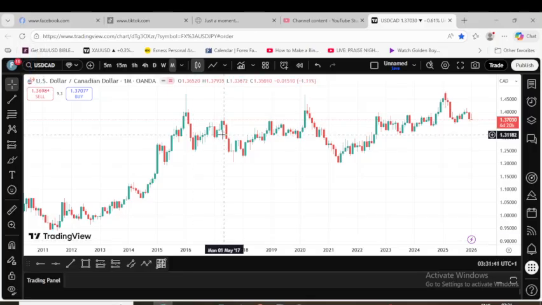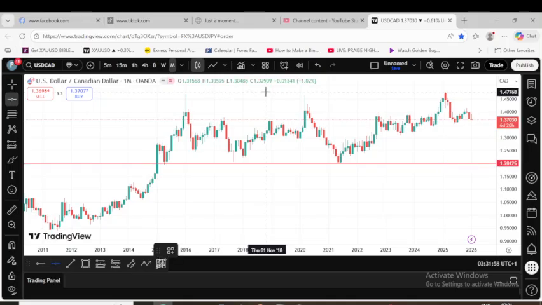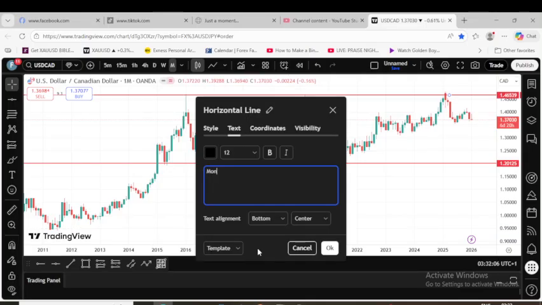Good morning, everyone. Today we're going to be doing top-down analysis on US dollar, Canadian dollar, USDCAD, starting from the 1 month time frame. And as usual, we'll start by identifying our zones. Our zones, as we usually call them, are simply higher level support and resistance.